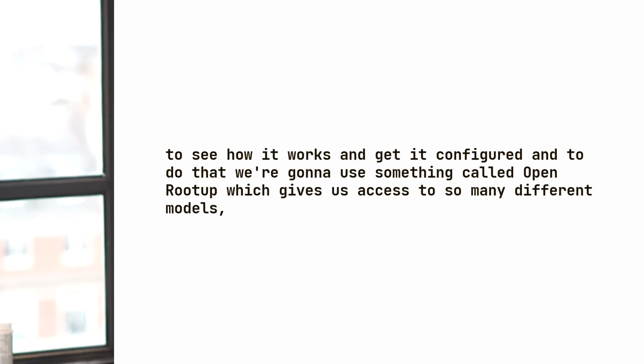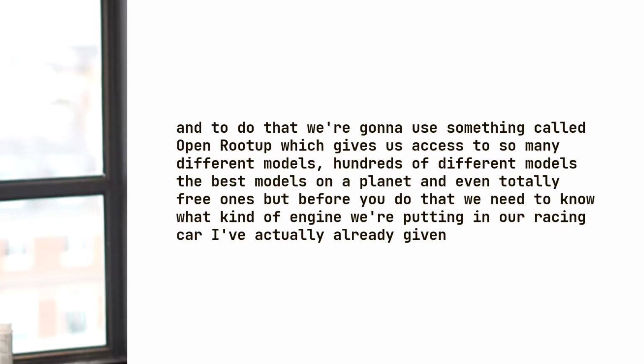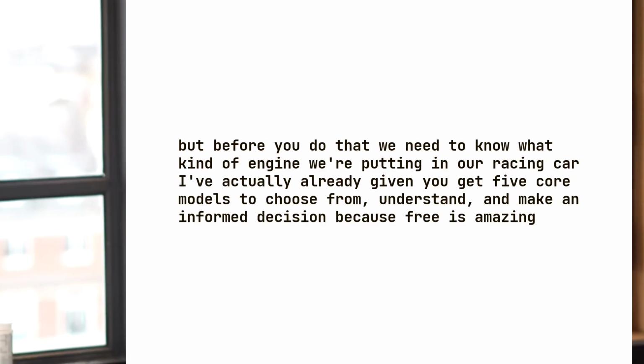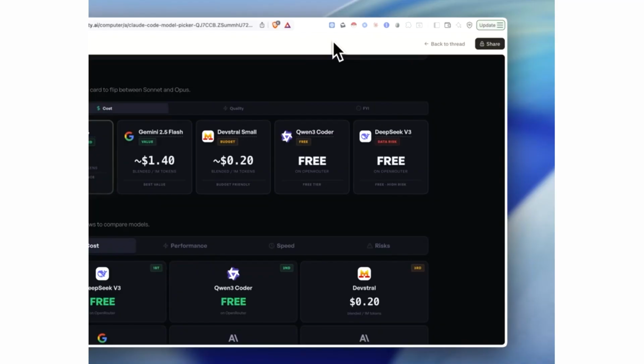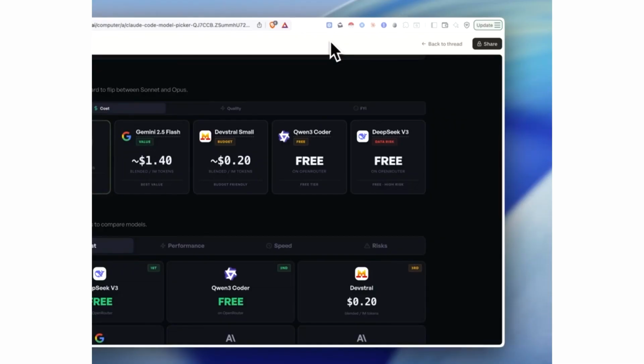And to do that, we're going to use something called OpenRouter, which gives us access to hundreds of different models, the best models on the planet, and even totally free ones. But before you do that, we need to know what kind of engine we're putting in our racing car. I've actually already put together 5 core models for you to choose from, so you can make an informed decision, because free is amazing. But sometimes using the free version can get you rate limited, which means you might have to wait a little longer. So you might choose to pay for something that costs only 1/100th of the price, but always works for you. So I'll walk you through what that looks like.